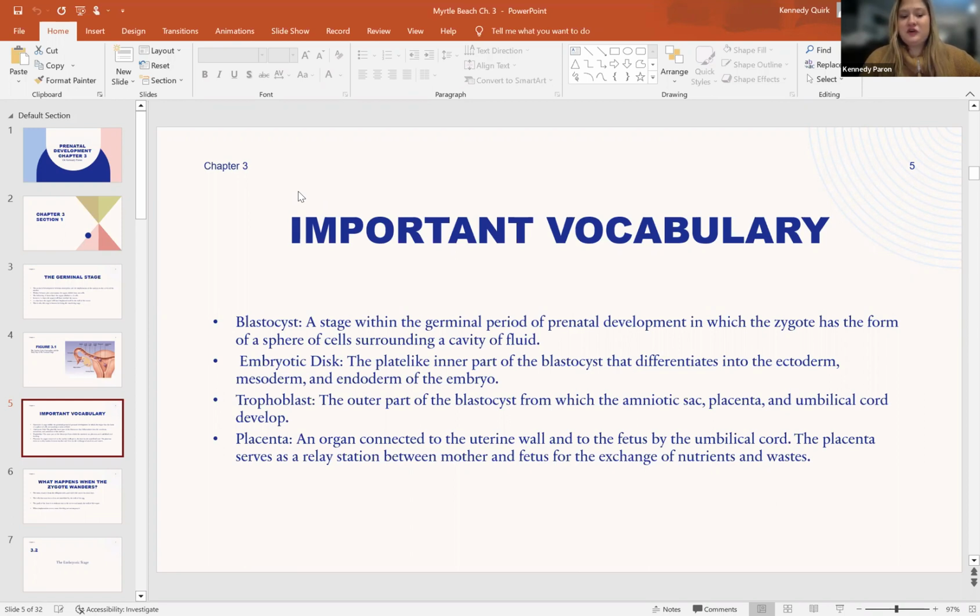We then go to the trophoblasts. These are the outer part of the blastocyte where the amniotic sac, the placenta, and the umbilical cord are present to develop. Finally, we're going to discuss the placenta. This is an organ connected to the uterine wall and to the fetus as well as the umbilical cord. The placenta serves as a relay station between the mom and the baby and exchanges not only nutrients, but also waste, and is also there for protection of the fetus.